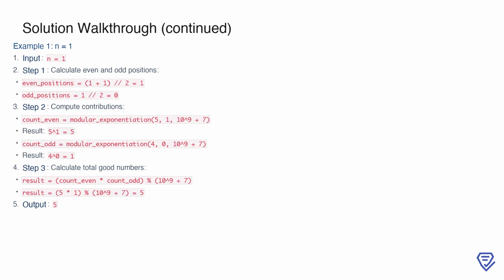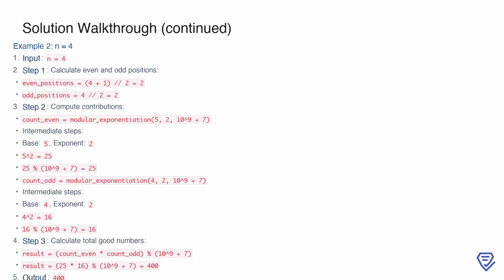Next, we calculate the contributions from these positions. For the even positions, we compute 5 raised to the power of 1 modulo 10^9 + 7, which gives us 5. For the odd positions, we compute 4 raised to the power of 0 modulo 10^9 + 7, which evaluates to 1 since any number raised to the power of 0 is 1. Finally, we multiply these results to find the total count of good numbers. The result is 5 * 1 % (10^9 + 7) equals 5. Therefore, when n is 1, there are 5 good numbers.